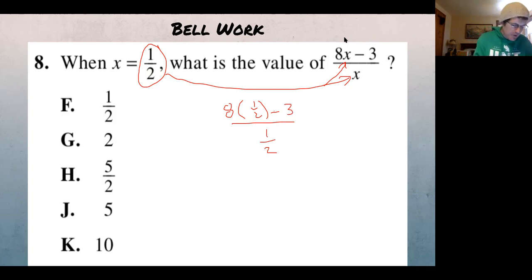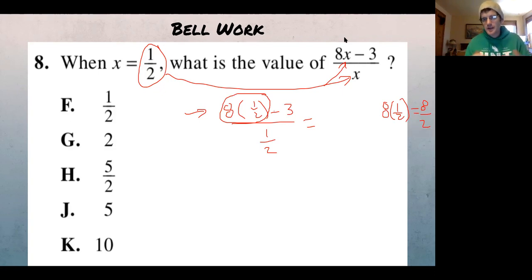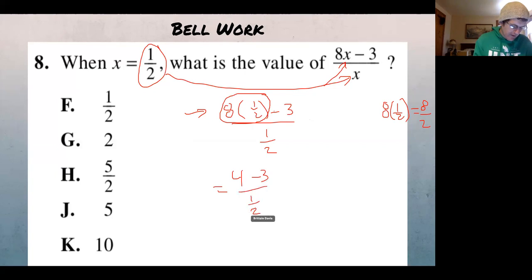Now, if we just look at the numerator part, this is probably something that everyone can handle. The first thing we want to recognize is 8 times 1/2. Anytime we're doing 8 times 1/2, that's the same as 8 divided by 2. If it was 1/3, it'd be 8 divided by 3, but in this case it's 1/2. So that's the same as 8 divided by 2, and we know that is just 4. So that's going to be 4 minus 3 over 1/2. And of course we know 4 minus 3 is 1.